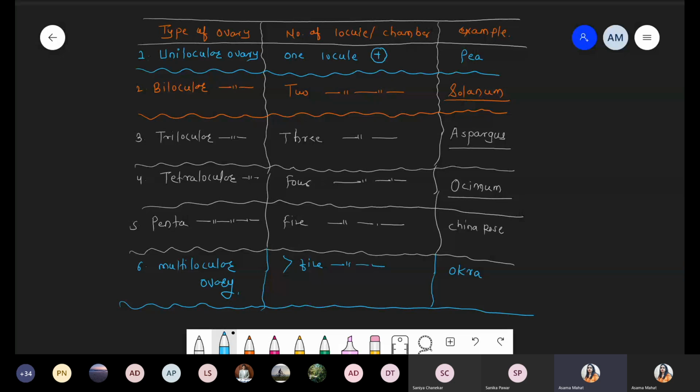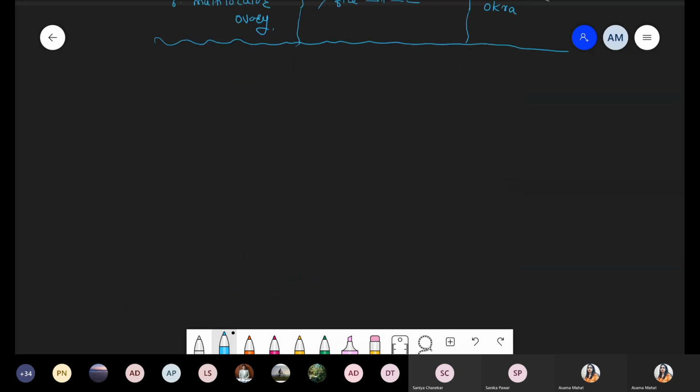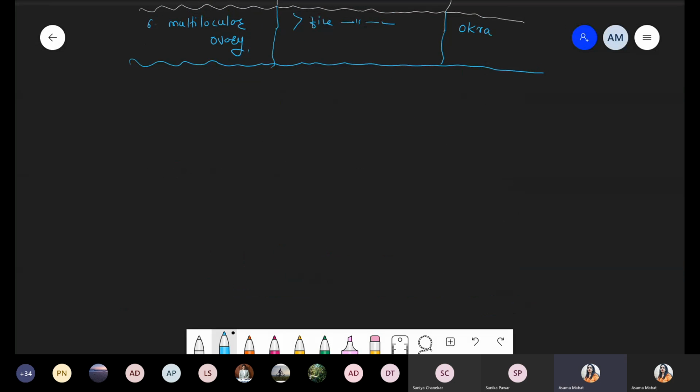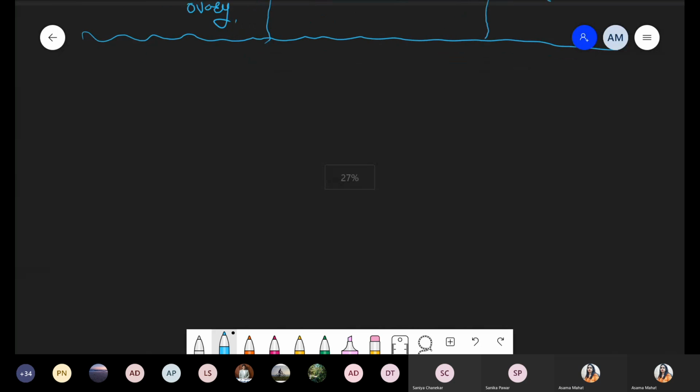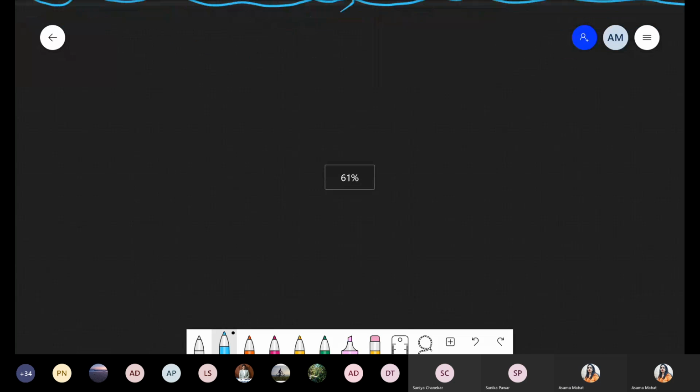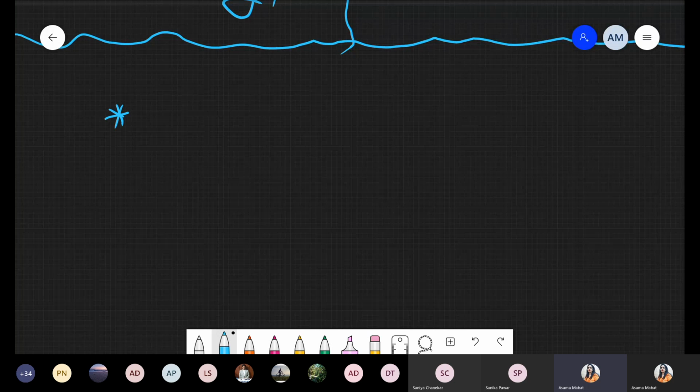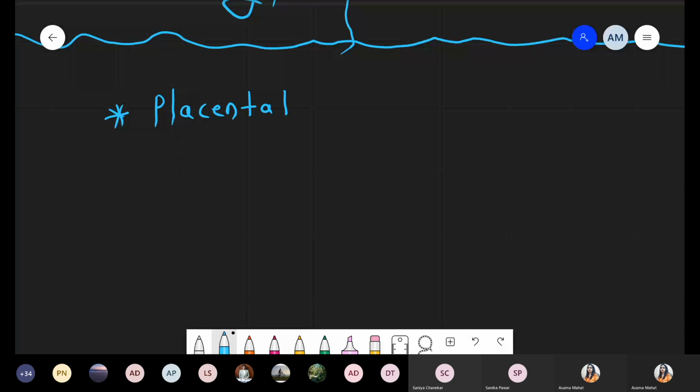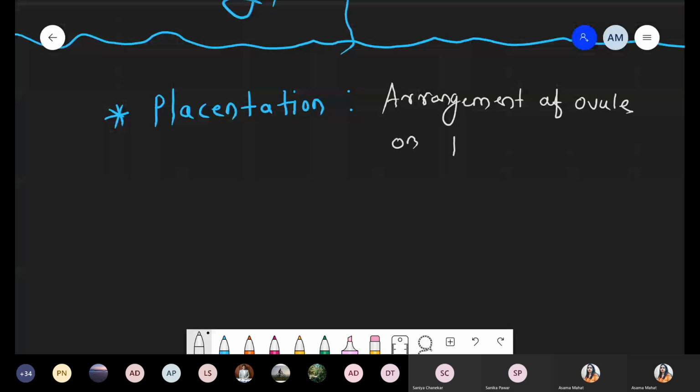Okay, Sanika. Now we are talking about placentation. From the NEET point of view, this part is also important. New point: placentation. Placentation simply means the arrangement of ovule on placenta.